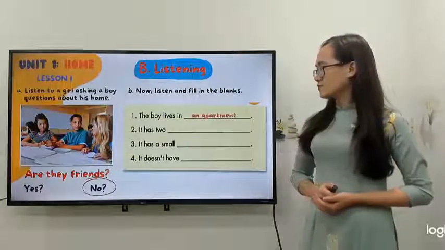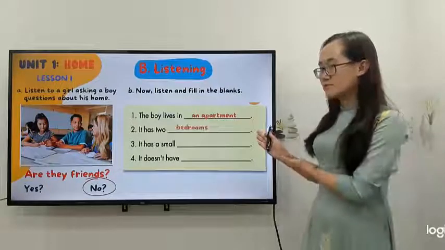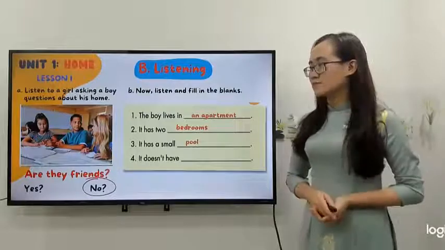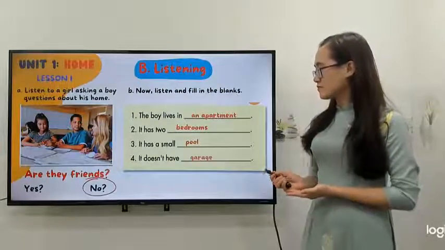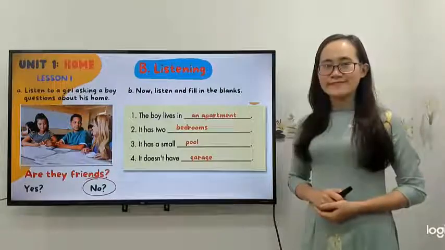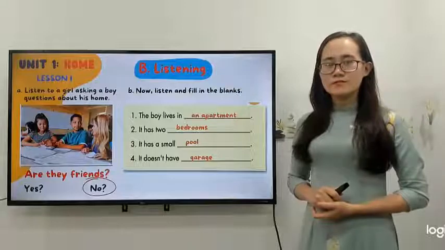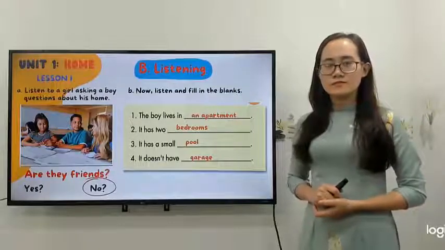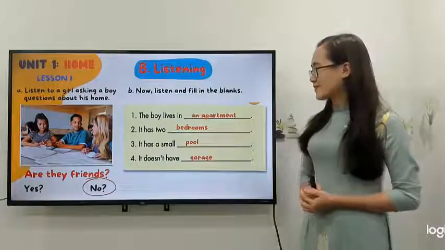How many bedrooms does it have? 2. Does it have a pool? Yes, a small one. Does it have a garage? No, it doesn't. Does it have a gym? Yes, it does. There's a gym in the basement. Does it have a balcony? Yes, it does. I can see the city from it. Great, thank you for your help.